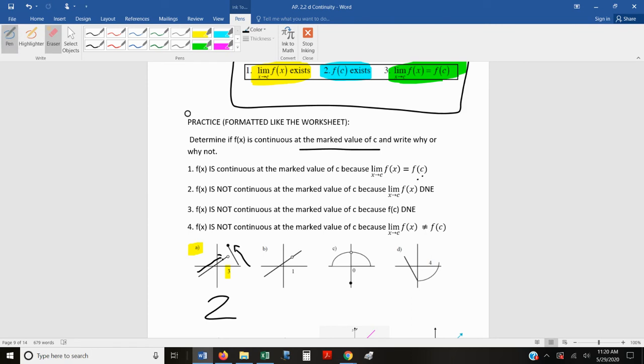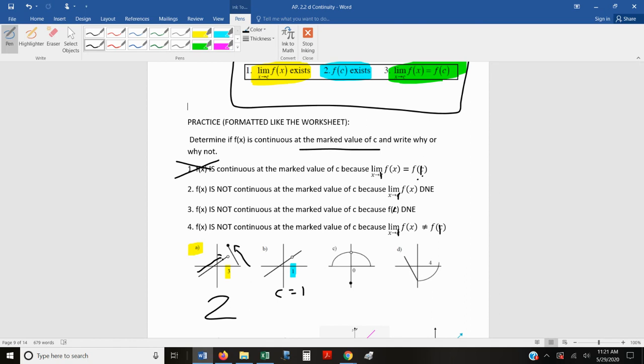Letter B. So now our value of C is 1. If you need to visualize that, all the C's are 1s. Okay, so for this one, do we have continuity at x equals 1? No, we don't. We have a hole in the graph at x equals 1. So we're not going to choose number 1, which says it is continuous. Number 2 says it's not continuous because the limit does not exist.